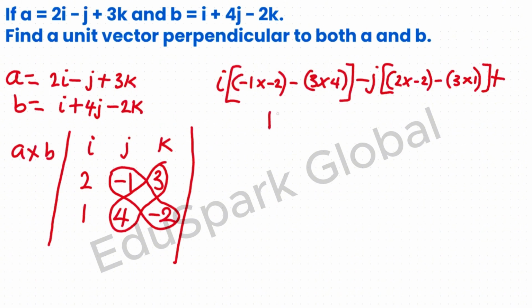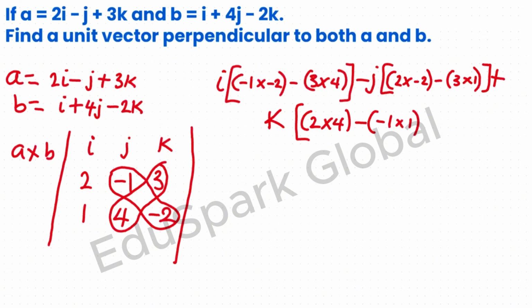Plus, let's go for the k. When we are dealing with k, we avoid the values under k, so we use 2 multiplied by 4 minus -1 multiplied by 1. So let's work on this.